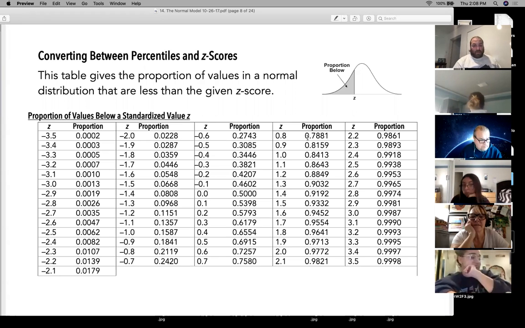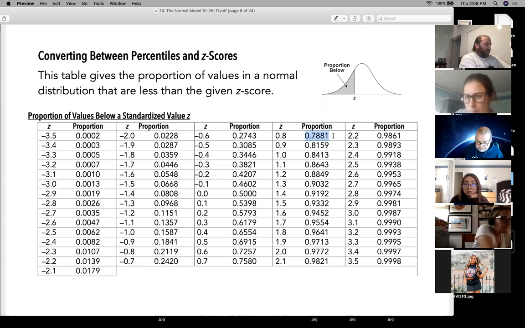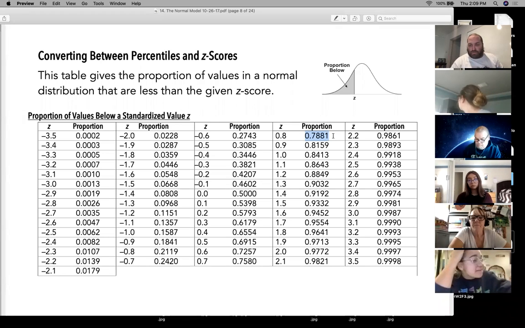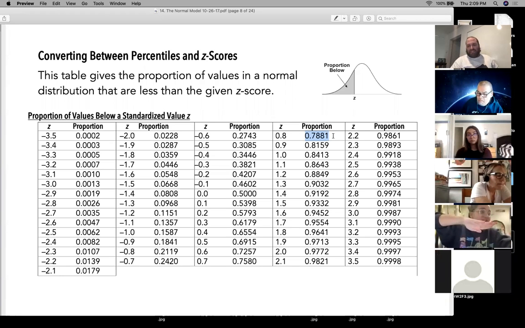The 80th percentile? No, it's the 78.81st percentile. This number is the percent to the left, and it's also the percentile. It's both. It's a dual purpose value. The percent of data to the left is also the percentile that I'm in. So 78.81% to the left means I'm at the 78.81st percentile. They mean the same thing.